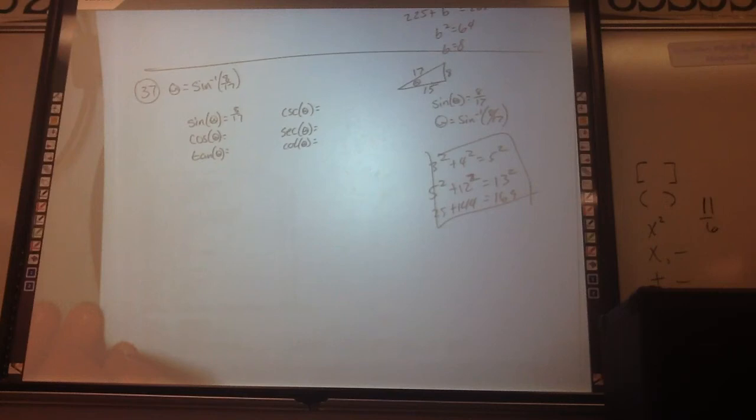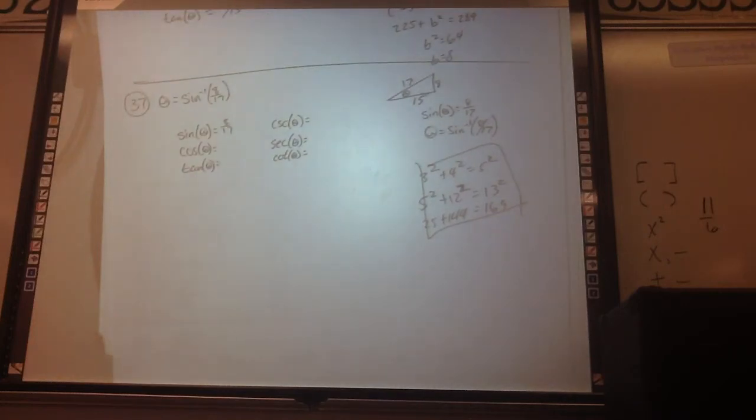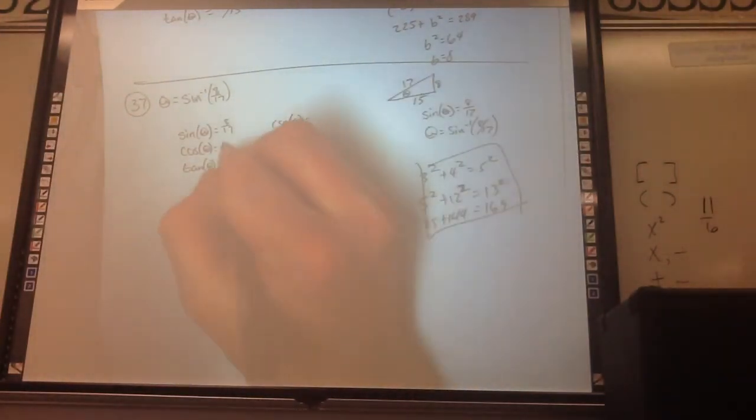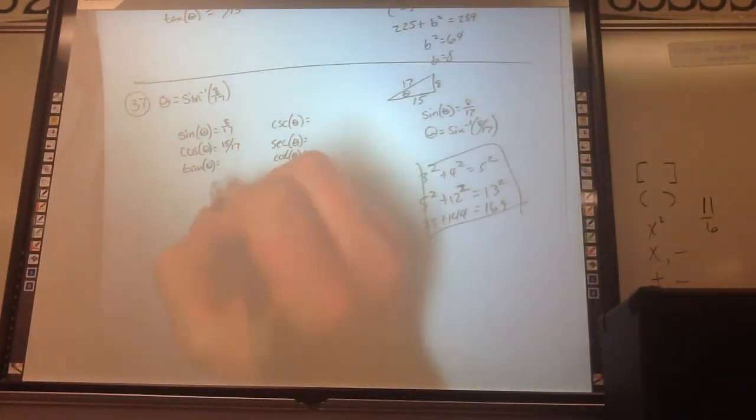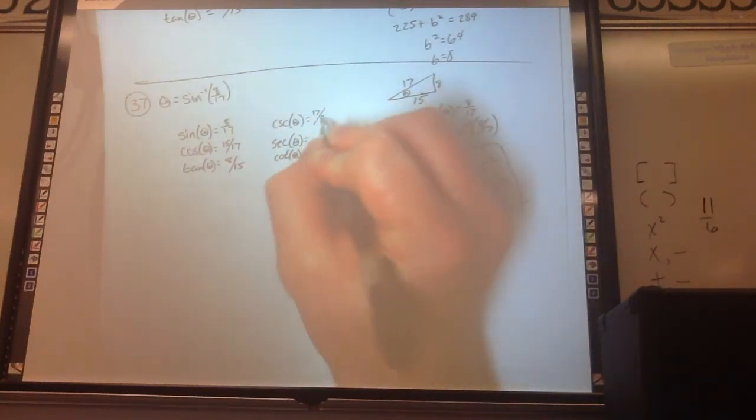Yeah, I have it right here. I have to rewrite every time I get confused. So, sine is opposite over hypotenuse, 8/17. Cosine is 15/17. Tangent is 8/15.